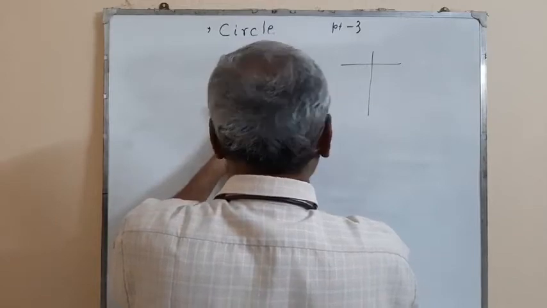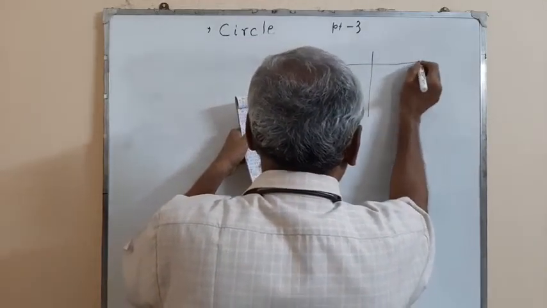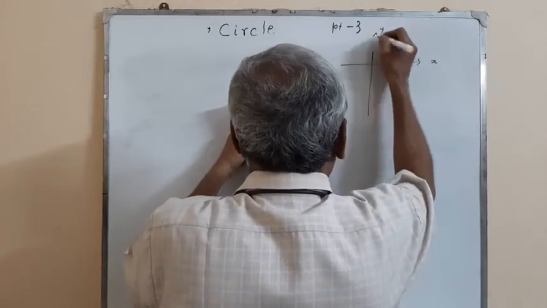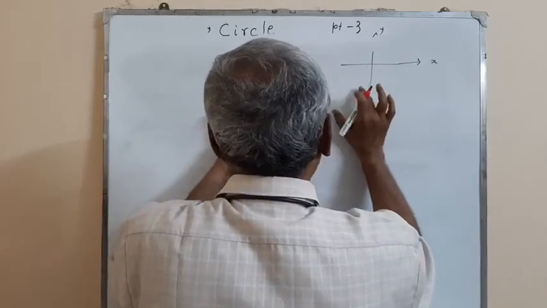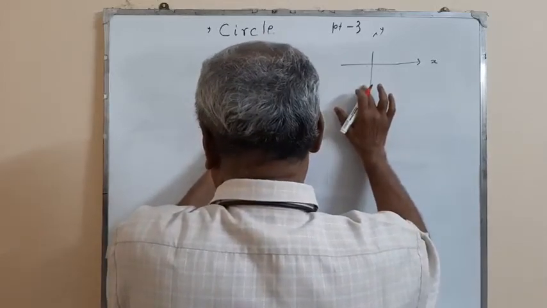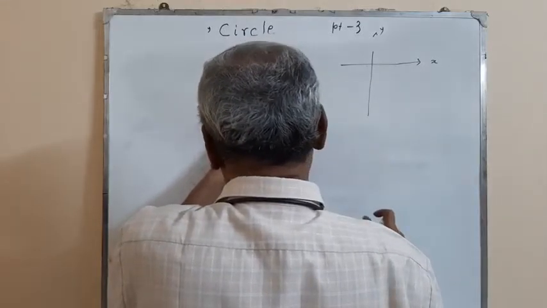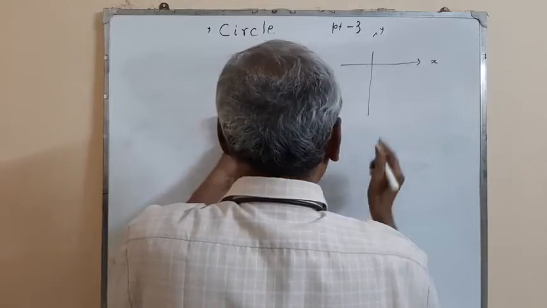A circle passing through (minus 1, 0). I have taken this as the x-axis, this as the y-axis. So this is the negative x-axis, (minus 1, 0), somewhere there. It passes through (minus 1, 0) and touches the y-axis at (0, 2).